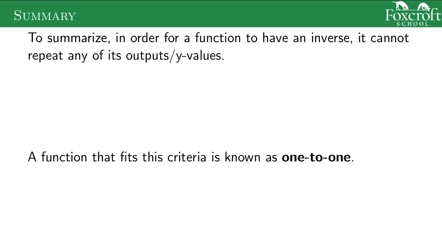And that's exactly what this slide says. For a function to have an inverse, it cannot have any repeats of its y values. So no repeated y values, because then we can always go backwards from our original function. Any function that fits this criteria is known as one-to-one. This is a fancy way of saying it's going to have an inverse. It has no repeated y values.